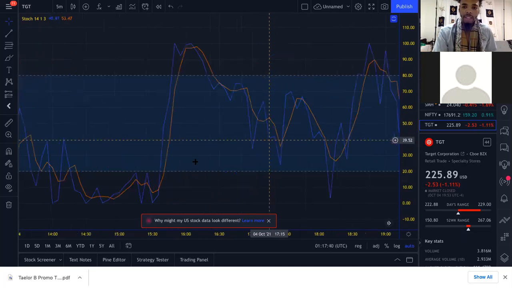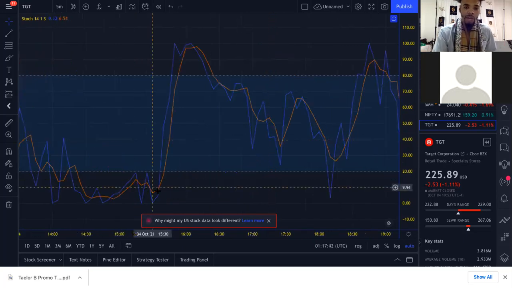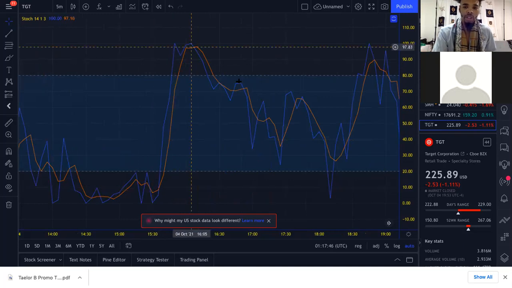So that's what that is. Just remember, the bottom side down here, it's oversold. All the way up here, it's overbought. All right. And so that is it for today. We are going to take some questions here at the end.